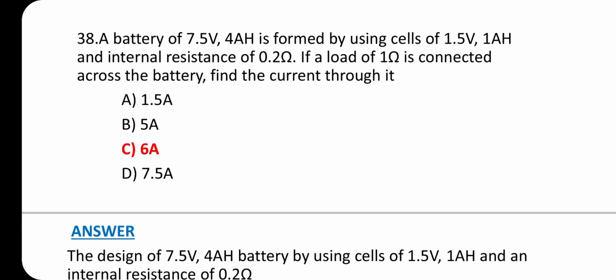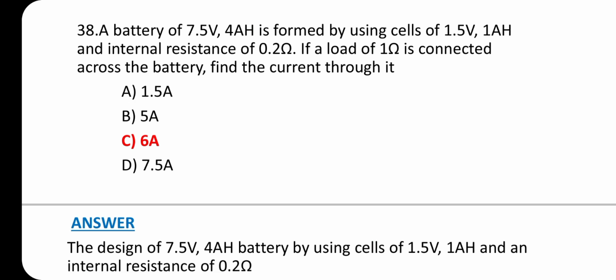Question 38. A battery of 7.5 volt, 4 ampere hour is formed by using cells of 1.5 volt, 1 ampere hour and internal resistance of 0.2 ohm. If a load of 1 ohm is connected across the battery, find the current through it. Option C, 6 ampere, is the correct answer.